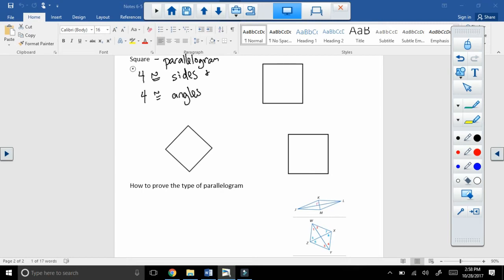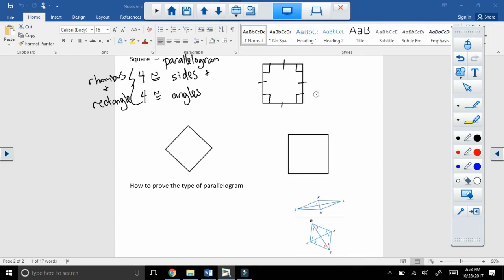Or what some people do is they just define it as a rhombus and a rectangle, because it technically is both of those things. A square is just a more specific rhombus, a rhombus with 4 right angles, and a square is a more specific rectangle, a rectangle with all the sides being congruent. It's kind of like the hybrid of both of those things.